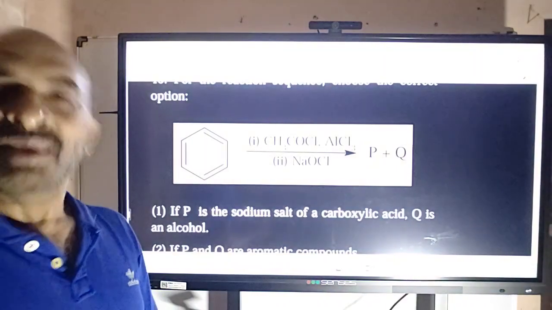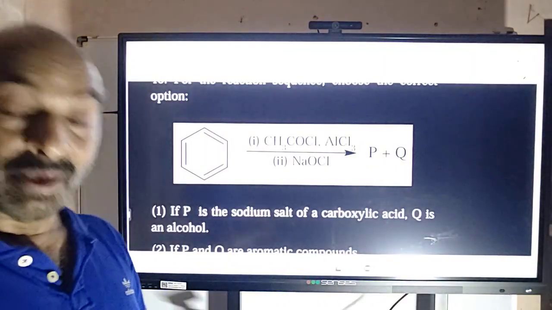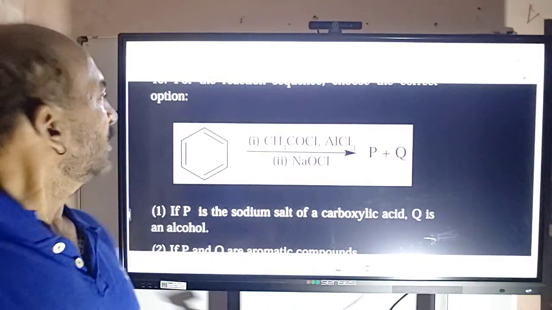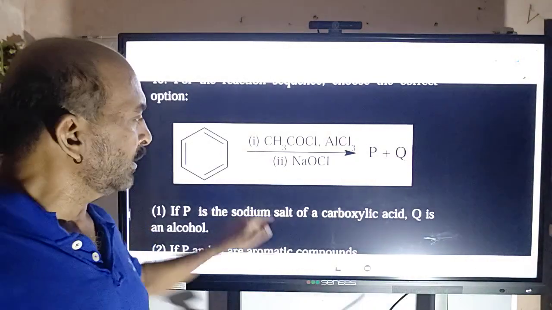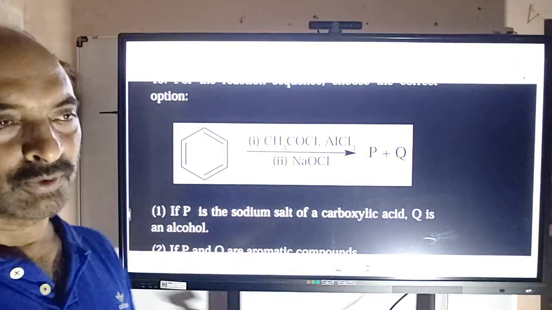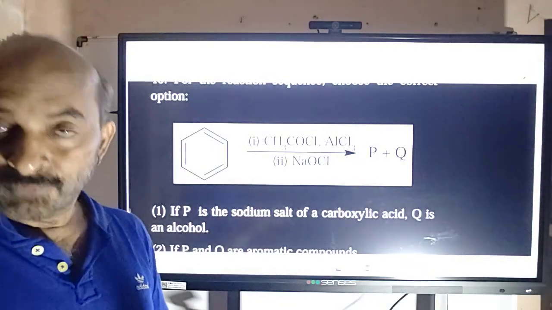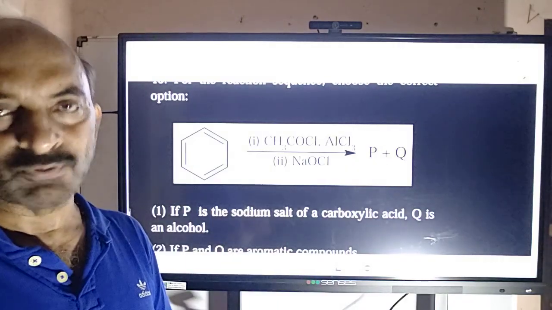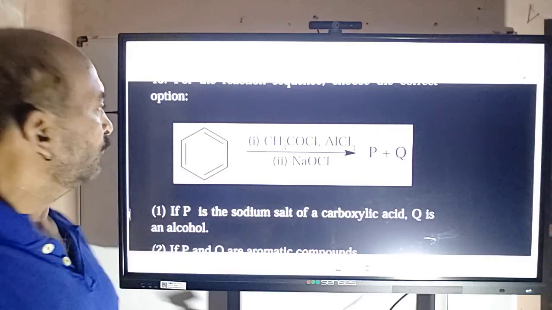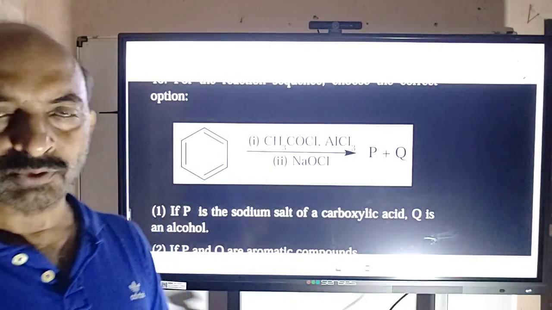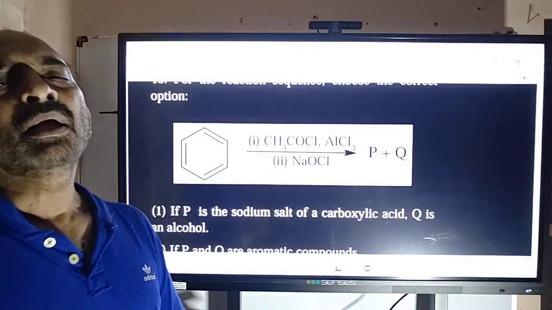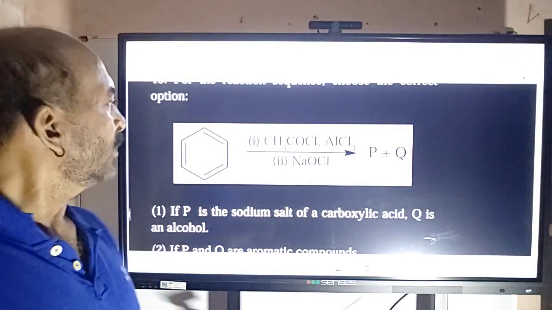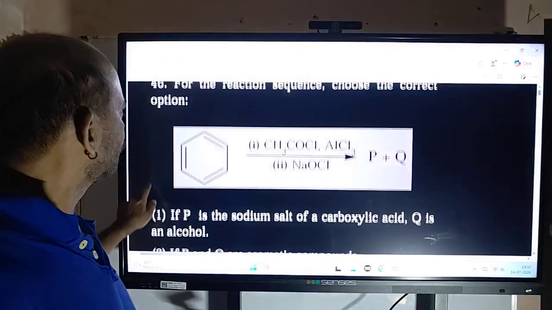Hi, here we are going to discuss the chemistry part of NEET 2026, and we have taken the code 50. The first 45 questions are from physics and the 46th question onwards is from chemistry. The very first question, the 46th, is from organic chemistry, probably from the chapter aldehydes, ketones and carboxylic acids. And the question is this.